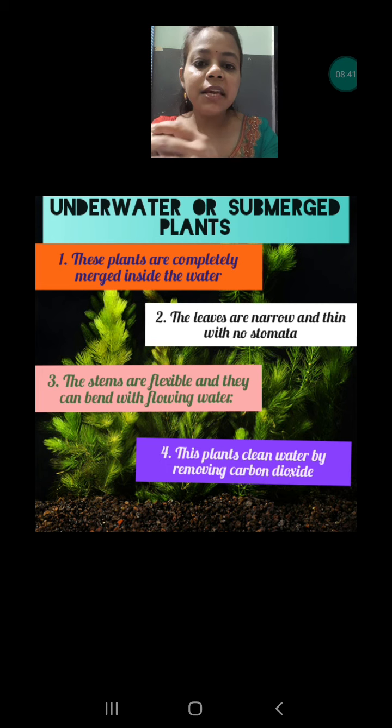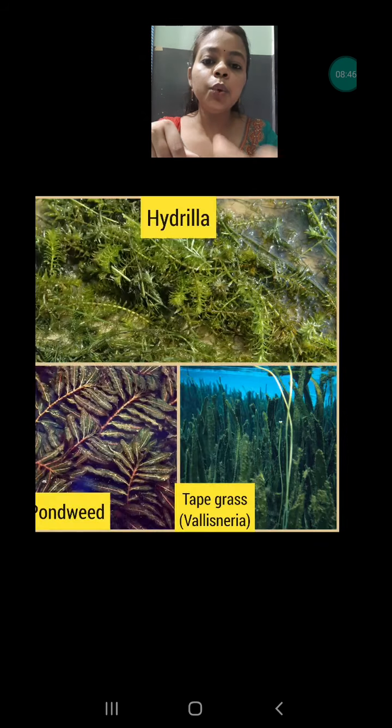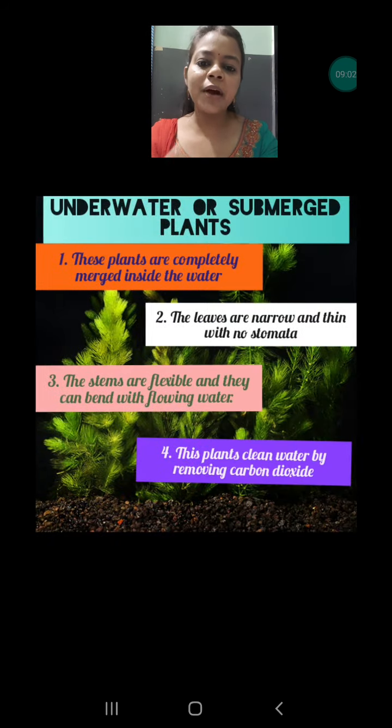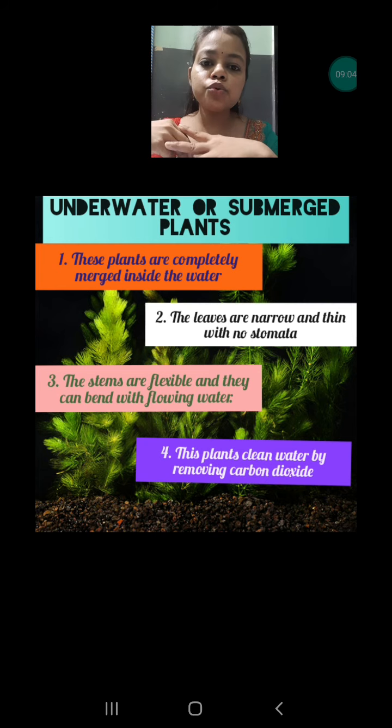Next, these leaves are narrow and thin and with no stomata. Okay, this is very, very important to keep in mind. These plants do not have stomata on the leaves. Okay, why? Because all the time they are submerged in the water and the stomata will be blocked. So there is no need to have the stomata. Then how do they breathe? Okay, they breathe with the help of the stems. Okay, the stomata is present on the stem.